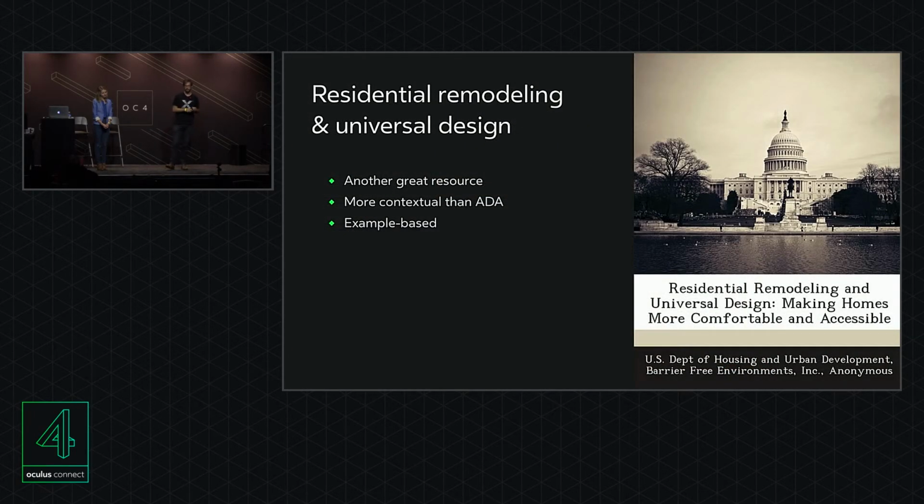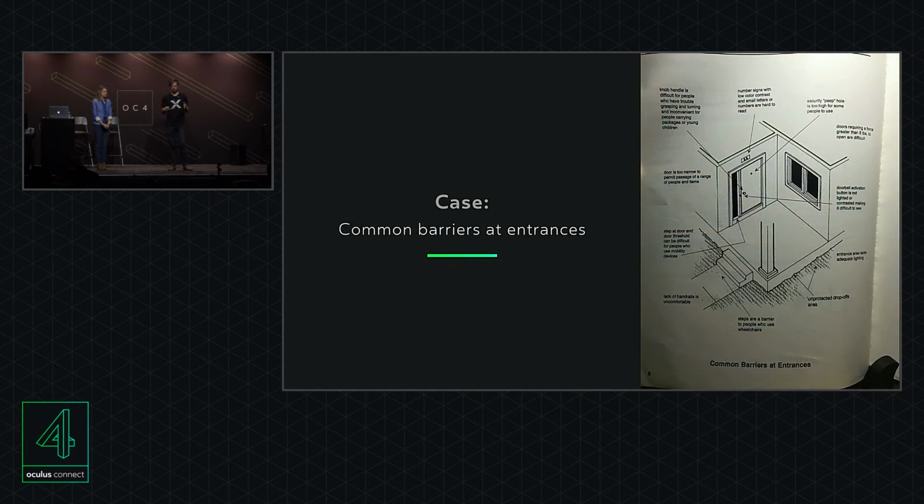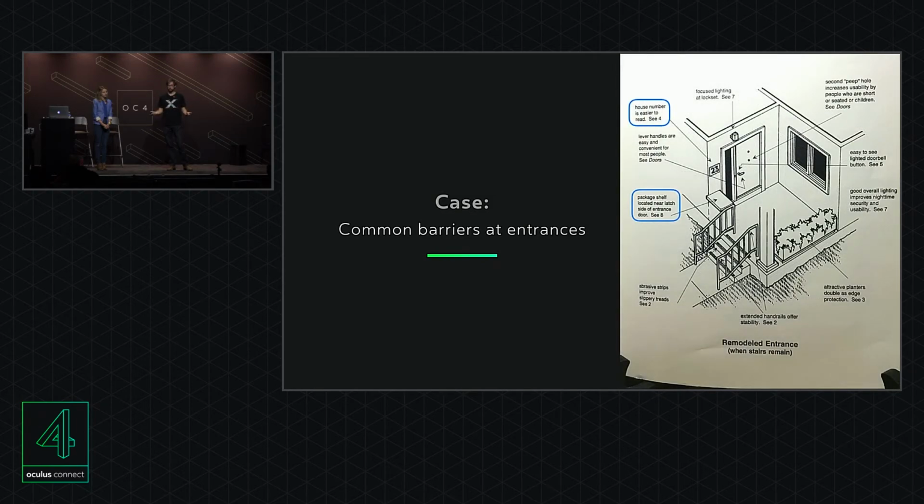Another really great architectural resource is Residential Remodeling and Universal Design. This one is a bit more example-based than the previous one, so it goes through specific cases that you would encounter in a residence and identifies what the common barriers are in a given situation, in this case, a residential entrance. They then go through and propose either complete resolutions or ways to mitigate those barriers. And I've highlighted in blue some of these fixes that I think also would apply to a VR space.